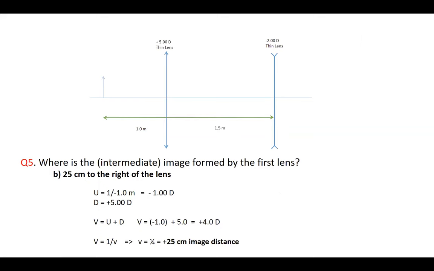Does anybody know what equation we would use here? I think you still do U plus D equals V, but you have to first calculate the power of the mirror, which is 2 over R. I think the radius is 2, so the power of the mirror is 1 diopter. And I think the object distance was 33 centimeters, so minus 3 plus 1 is minus 2. So your image distance is 50.